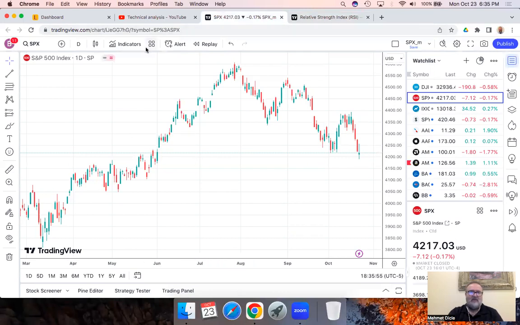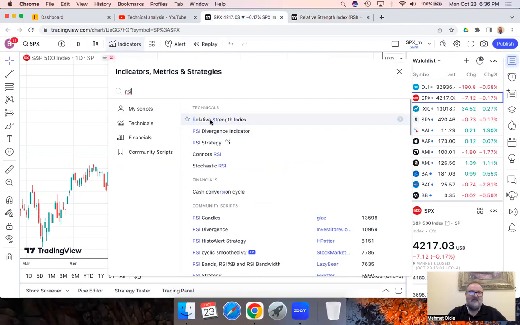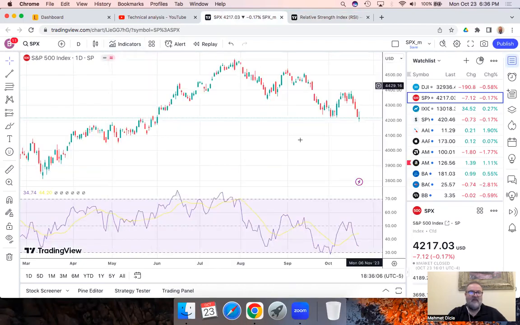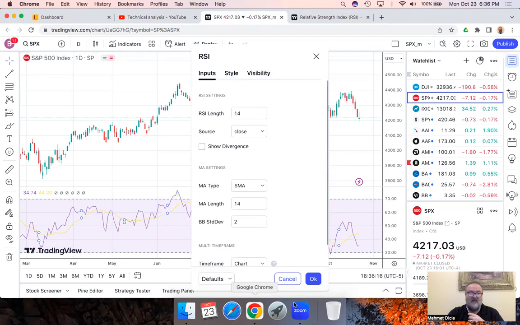So on TradingView, I used SPX, and I'm just going to go to indicators and type in RSI. And the first one is the relative strength index, and I'll include that. Now, again, very similar to all the technical tools that we use, you can actually use different settings for this. With the settings, you notice how we have the moving average and we have the RSI length.